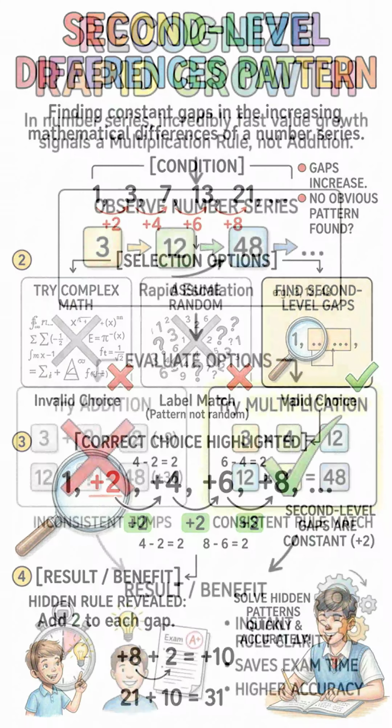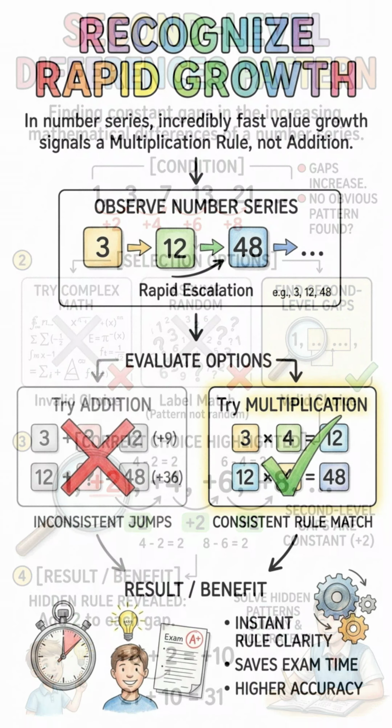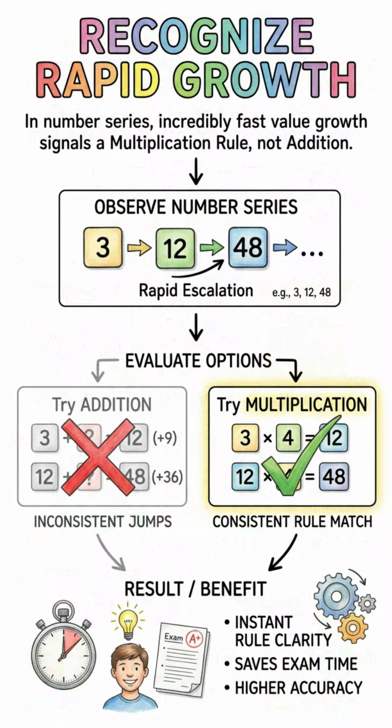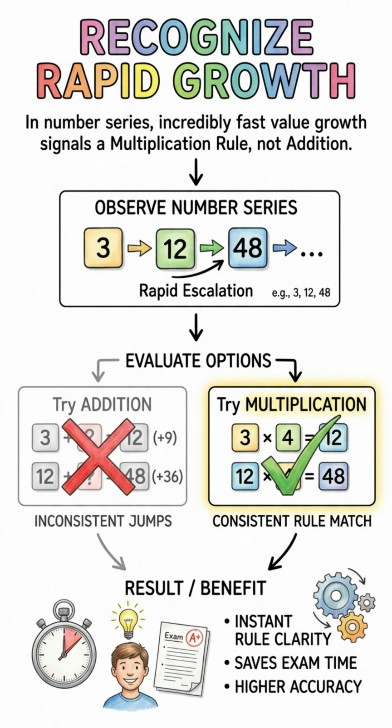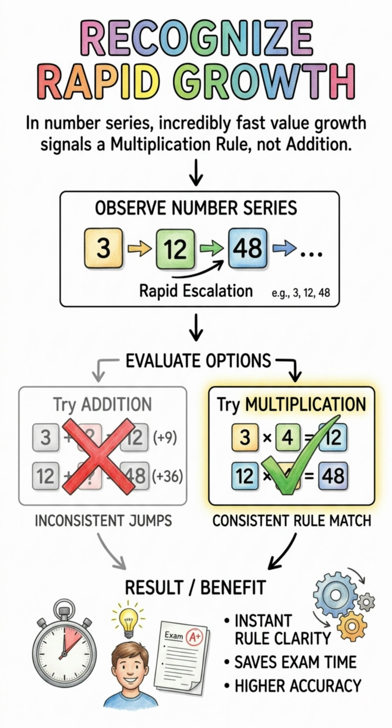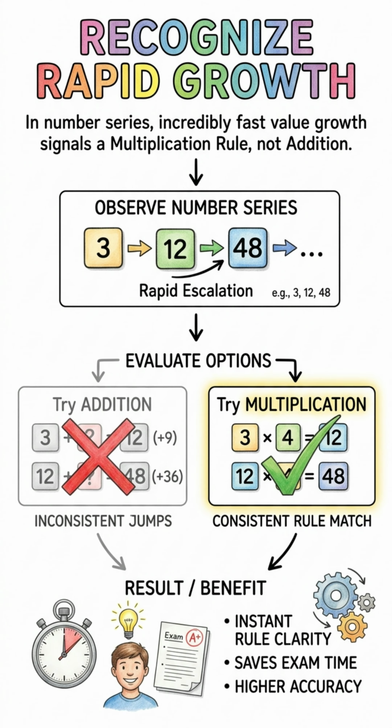When you see a number series where the values are growing incredibly fast, you can immediately stop looking for an addition rule. Rapid growth is a massive clue that the sequence is driven by a multiplication rule. If a sequence goes from 3 to 12 to 48, the numbers are escalating too quickly for simple addition, meaning the rule is multiplying by 4. Recognizing this visual clue of rapid expansion saves you time because you instantly know which mathematical tool to use.